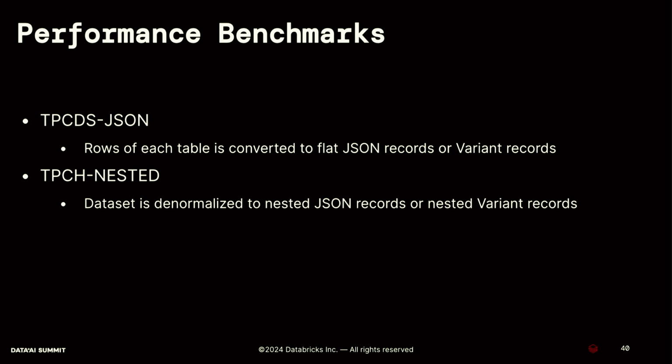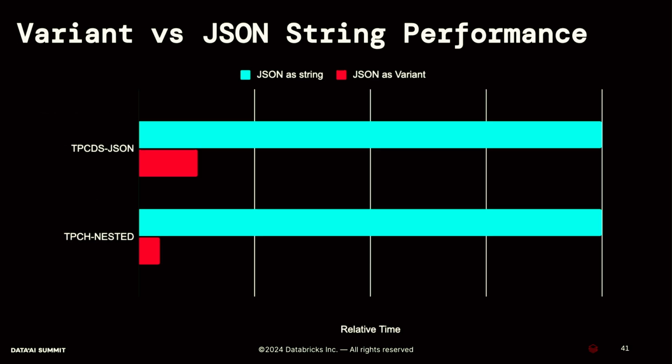The second benchmark that we worked on was using the original TPCH dataset, but instead of having flat JSON records, we denormalized the data. We used joins and arrays and structs in order to denormalize the data and create nested JSON records, and so we created a table of JSON records or a table of variant records. These are the two benchmarks that we looked at.